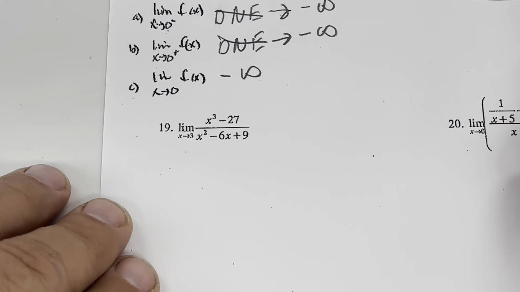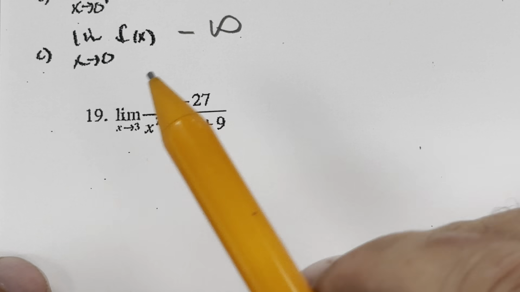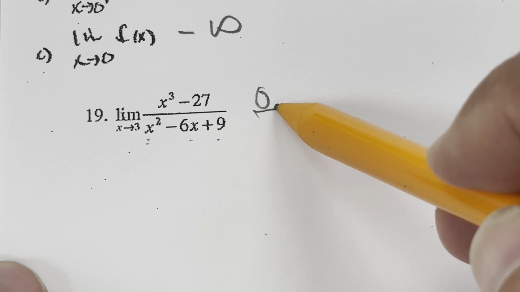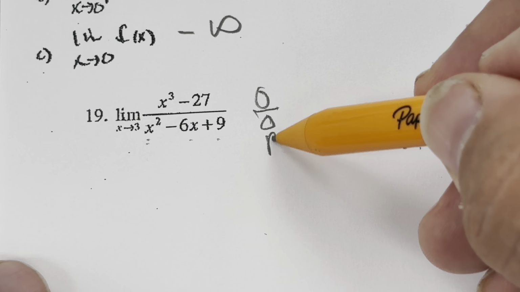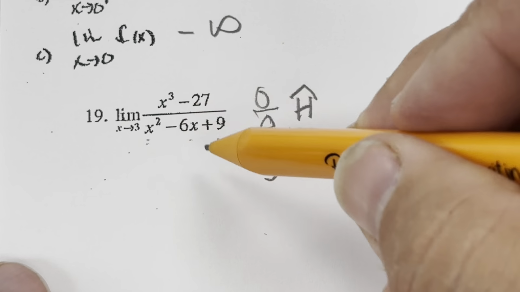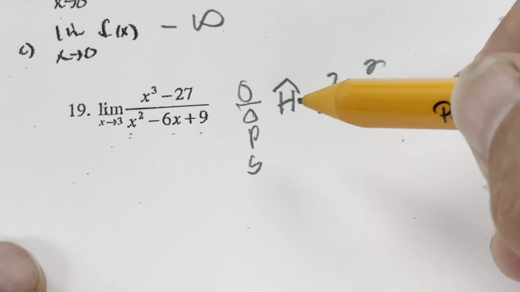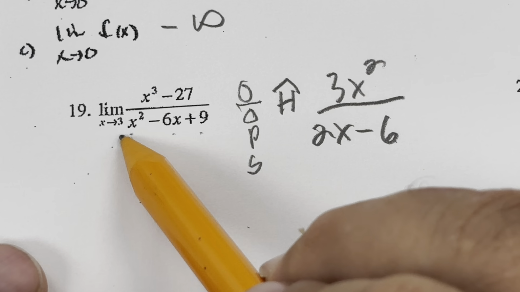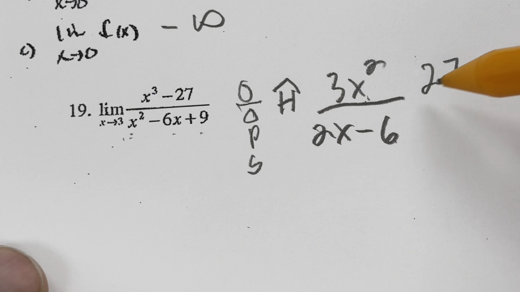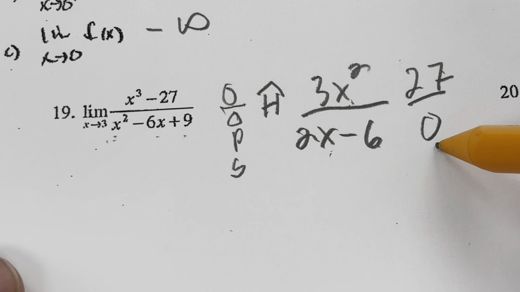All right, number 19. They want me to plug in 3. So when I plug in 3 here, I get 0. When I plug in 3 here, I get 9 minus 18 plus, so that's 0 over 0. Again, you could factor it, or just do L'Hopital's rule and take the derivative of the top. That would be 3x squared over the derivative of the bottom, that would be 2x minus 6. Now when we plug in 3, 3 times 3 squared, that would be 27. Plug in 3 here, that would be 6 minus 6 over 0. 27 over 0 is DNE.